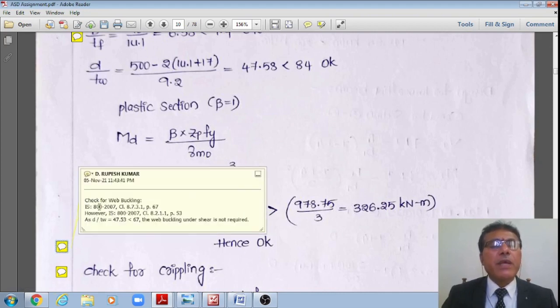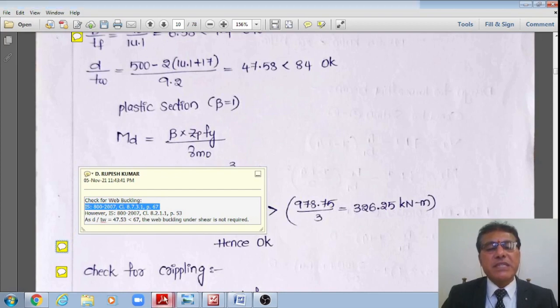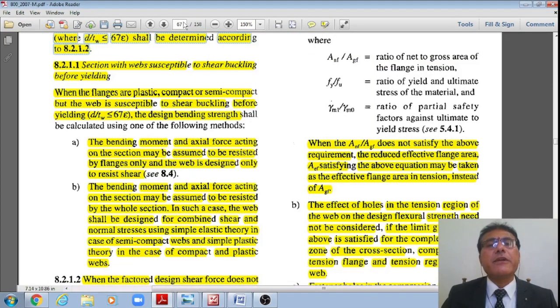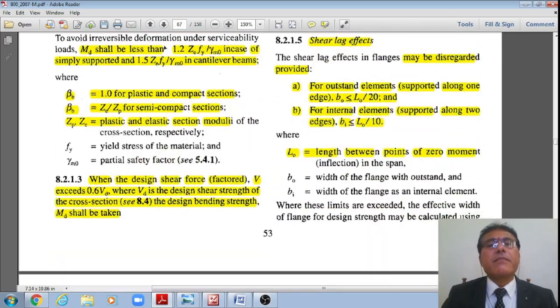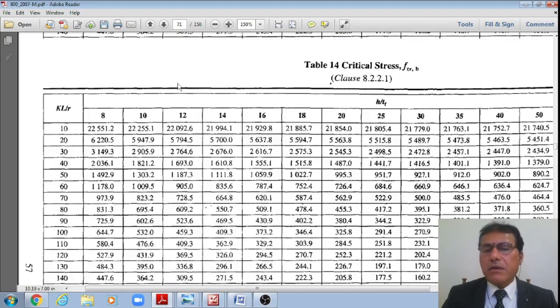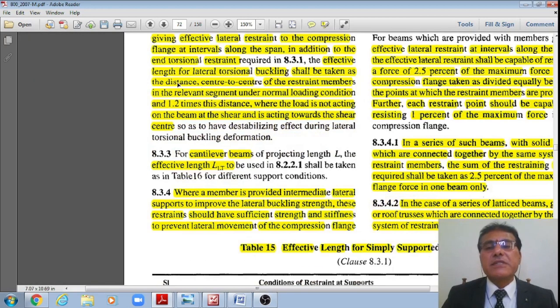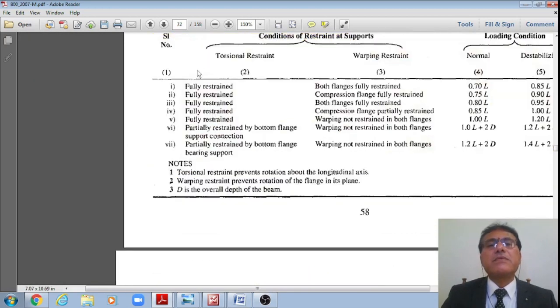However, if you want to calculate the load carrying capacity of the web under the buckling criteria, then please go to clause 8.7.3.1, page number 67. Let me go to page number 67, students. Not this one. Page number 67. Yes, let me go to page 67.